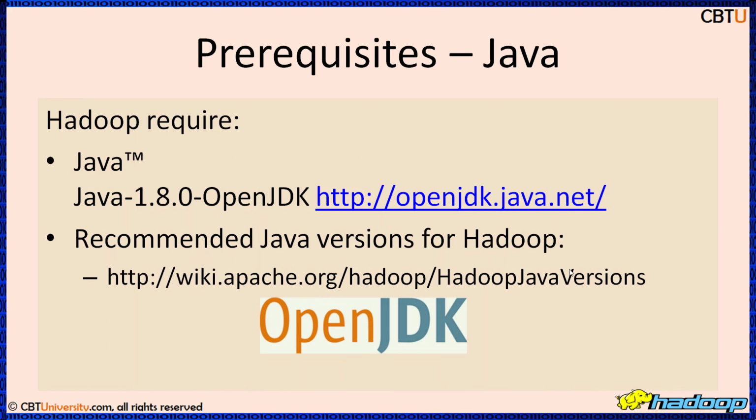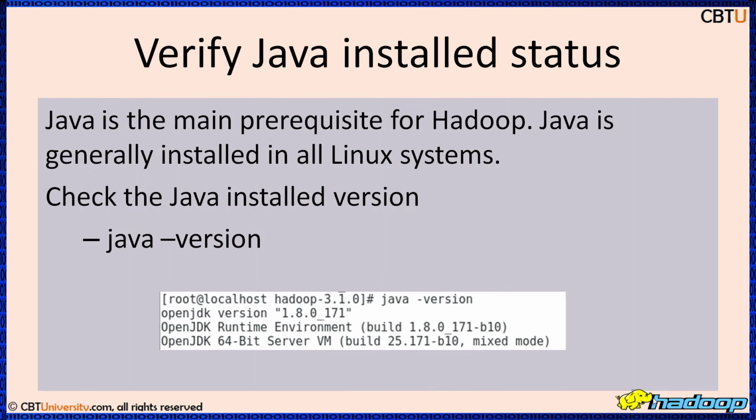Java is required for Hadoop installation. It can be either OpenJDK or Sun Java. Recommended Java versions for Hadoop are at this URL. Java is the main prerequisite for Hadoop. Java is generally installed in all Linux systems.